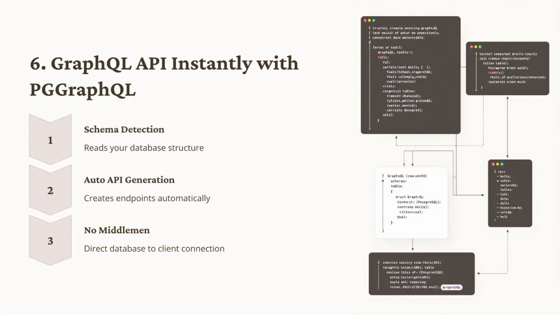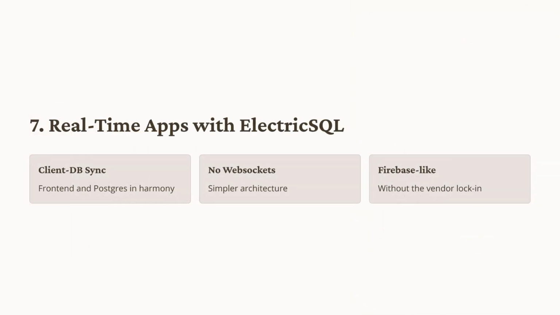Want GraphQL but hate setting up servers? pg_graphql turns Postgres into a GraphQL API automatically, no middlemen, no extra code. Dreaming of Firebase-like real-time sync? ElectricSQL syncs your frontend and Postgres backend automatically, no WebSockets, no hassle. Perfect for real-time apps without Supabase.